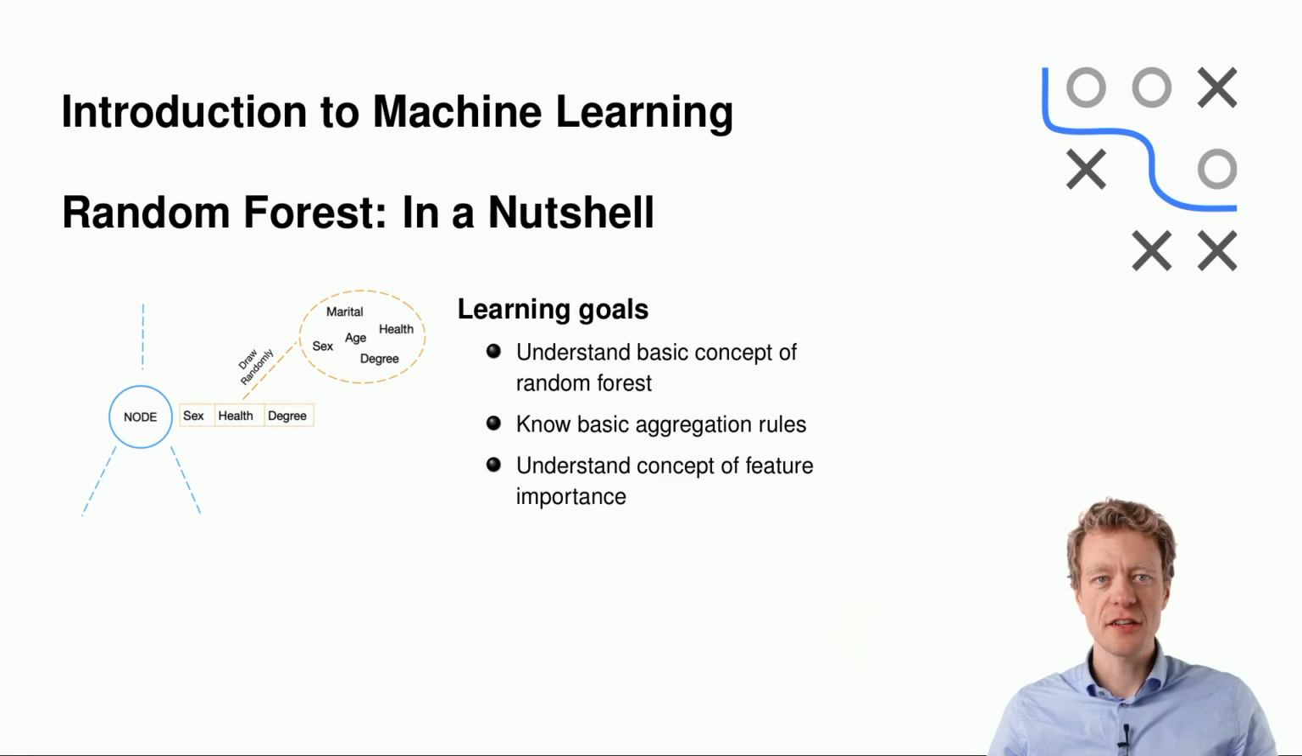In the end, you should understand the basic concept of a random forest, you should know some basic aggregation rules, and understand at least a basic concept of feature importance.